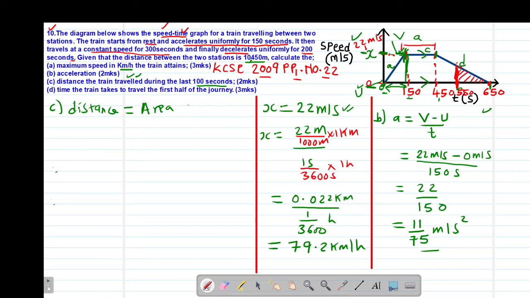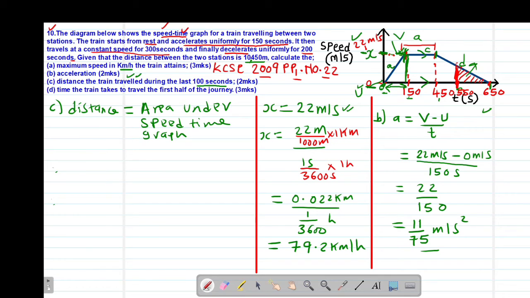So the area under our speed time graph will be equal to the distance during the last 100 seconds. If you look at this particular area, because the motion is uniform, this area will be given by a half base times height, because you can clearly see that this is a right angle triangle.